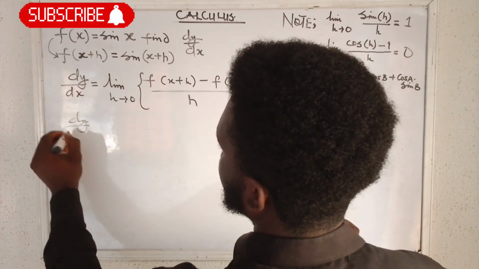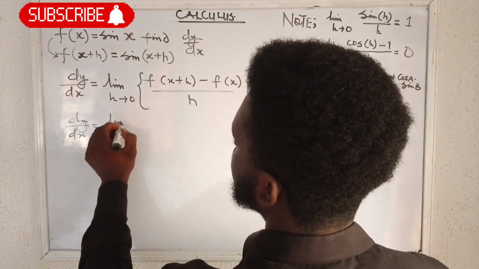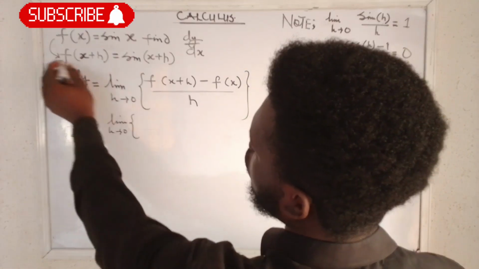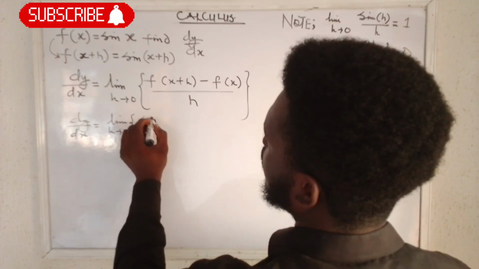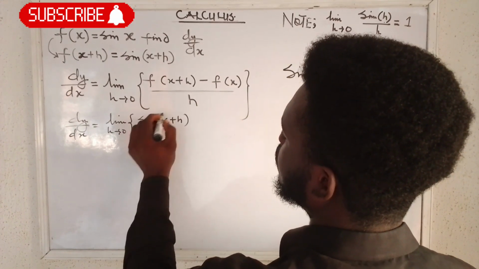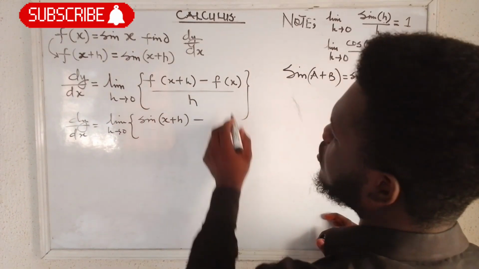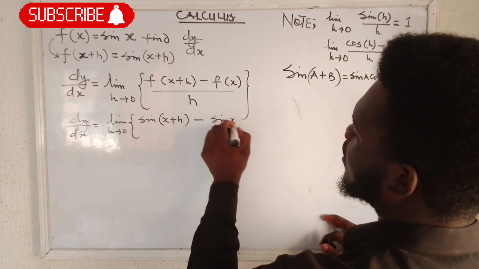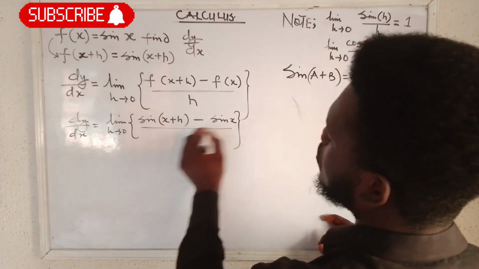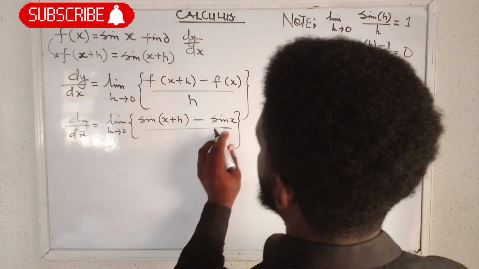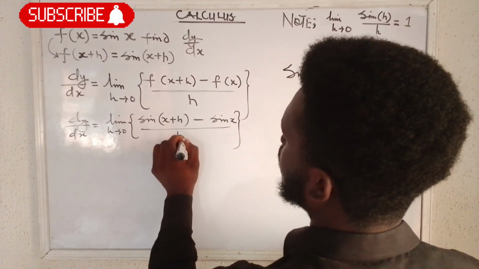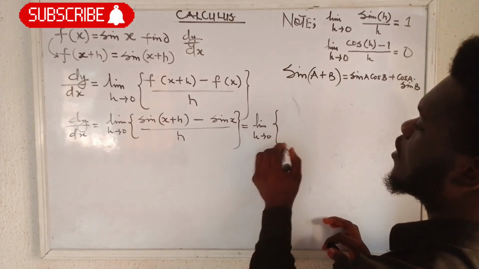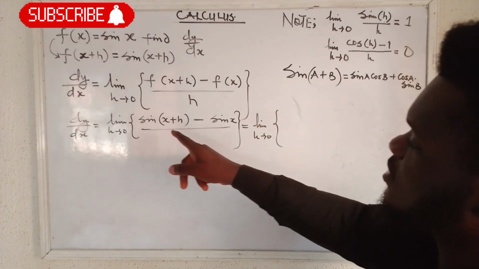So we just say dy/dx will be equal to the limit as h tends to 0. Now the function of x plus h is what? It's the sine of x plus h, minus, what is the function of x? The function of x is the sine of x, all divided by h. Then from here we still go the same way. We take the limit as h tends to 0 of sine of x plus h minus sine of x, all divided by h.